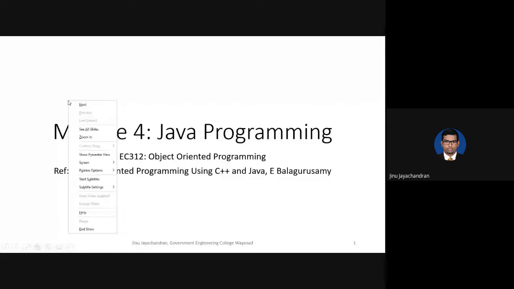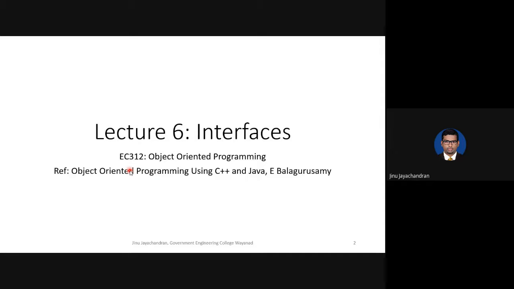So in this lecture today, we are going to learn about a feature in Java which is called interfaces. When we look at this feature, we will see that interfaces are exactly similar to classes, but there are some differences, and we will see why we need interfaces. This is the portion where we are going to start differing from C++.